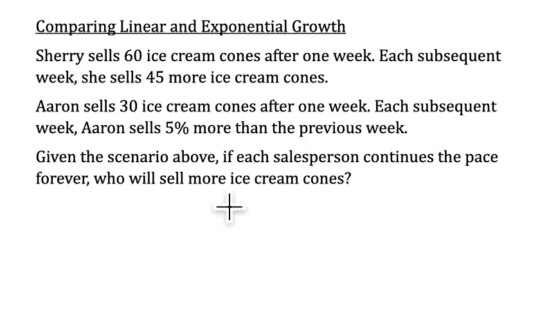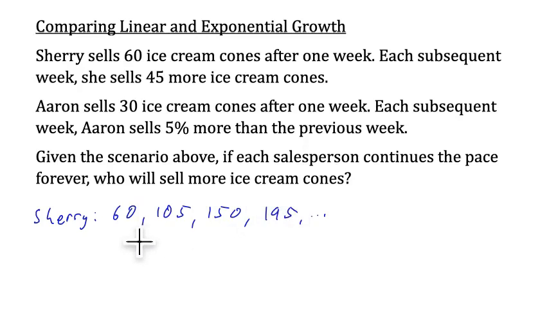Okay, let's take a look at one more comparison between linear and exponential growth. Sherry sells 60 ice cream cones after 1 week. Each subsequent week, she sells 45 more ice cream cones. She starts by selling 60, then each week she sells 45 more. So she starts with 60, adds 45, adds 45 again, adds 45 again, and so on. So each week she's selling 45 more ice cream cones.